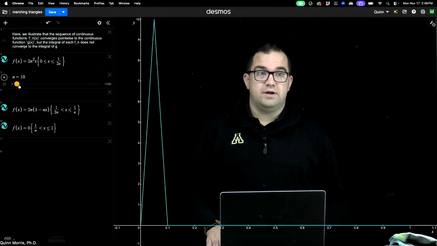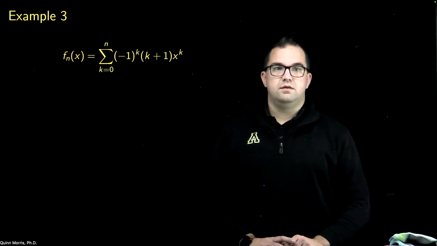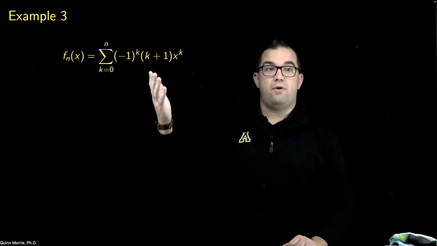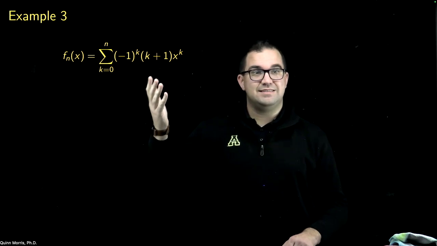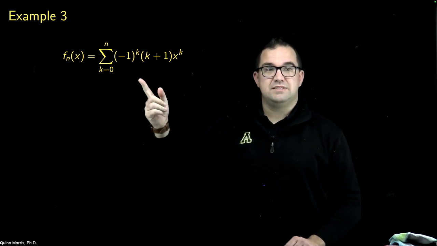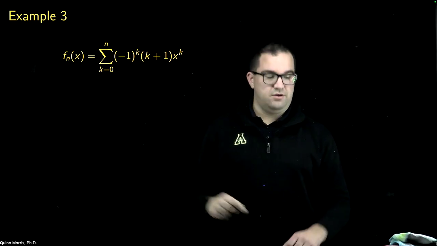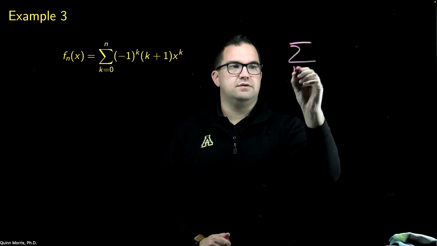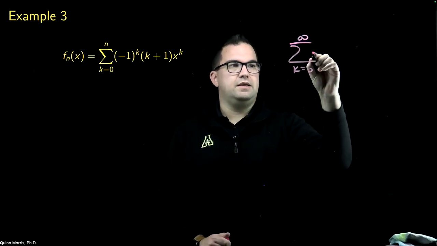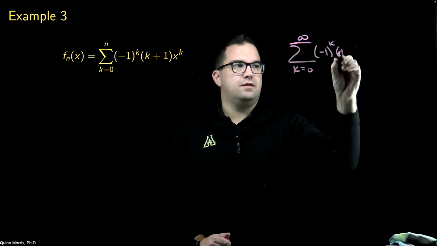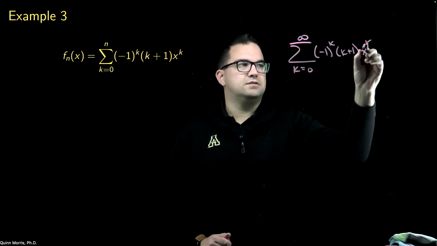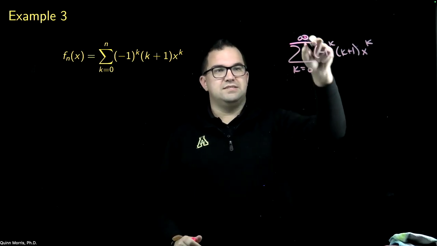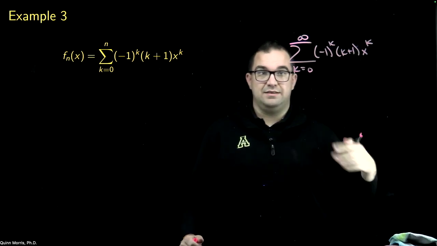Now let's switch back over to look at our final example. In this final example, we're actually going to look at a sequence of partial sums. So this is, again, a sequence of functions, but it's a sequence of partial sums from a series of functions. So you can imagine we have the infinite series, k equals 0 to infinity, (-1)^k (k+1) x^k. And I want to take its sequence of partial sums. So I just replace this infinity with an n and look at what happens as n gets larger and larger and larger.